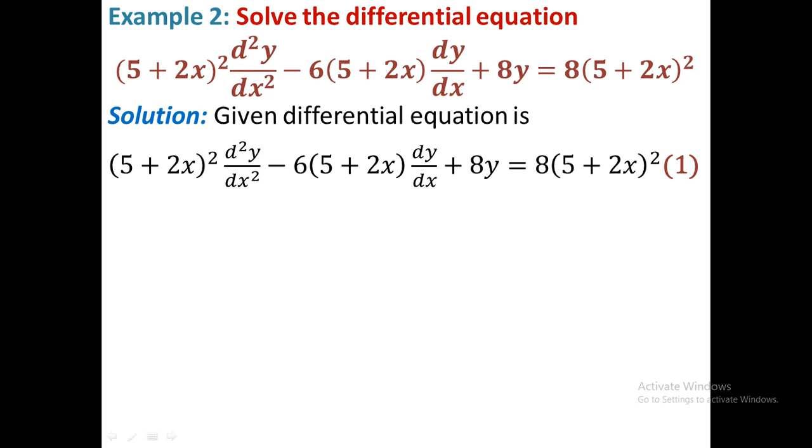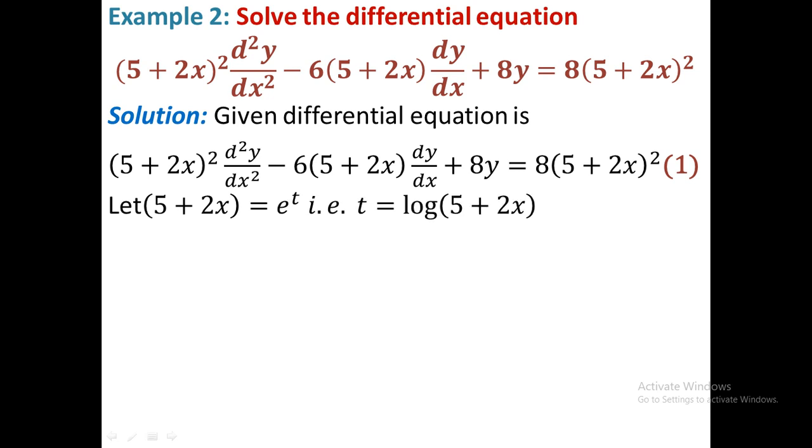As in the previous problem, I let 5 plus 2x equal to e to the power t. Therefore t will be log of 5 plus 2x, where the base of log is e. If you take the derivative of t, then dt dx will be 1 by 5 plus 2x, and the derivative of 5 plus 2x is 2, therefore 2 by 5 plus 2x. So dt dx equals 2 by 5 plus 2x.